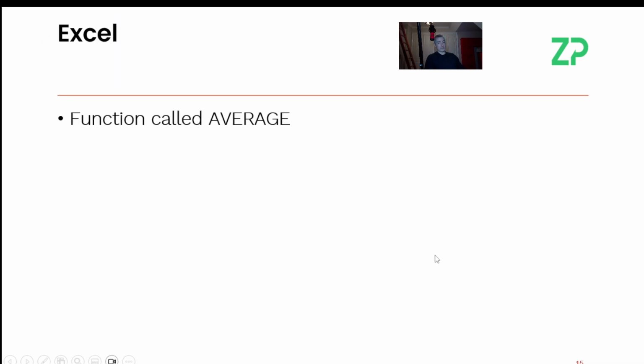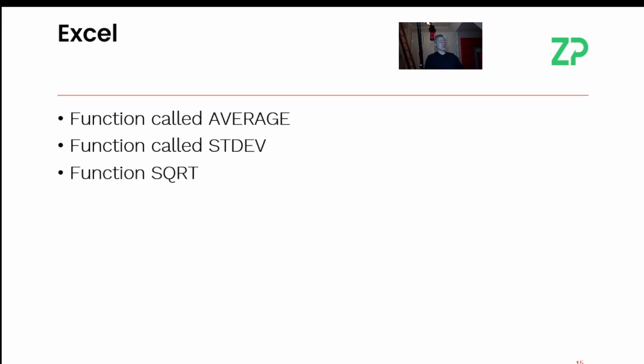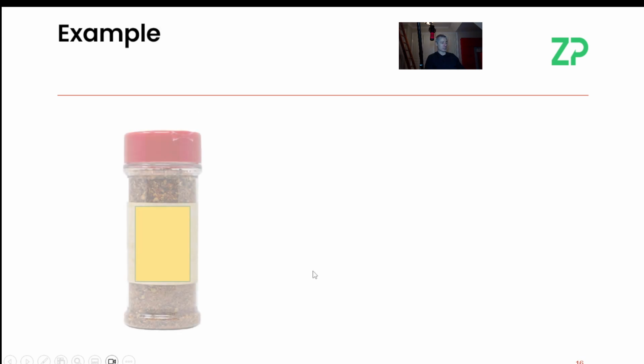As I say, I know many of you watching this will know that there's obviously a function in Excel called average, and there's also a function called stdev. And there's also, you don't need this by the way, a function in Excel called square root. But because you won't be manually doing it the way I was doing it, you can just use the average and the standard deviation functions. You don't need that square root function.